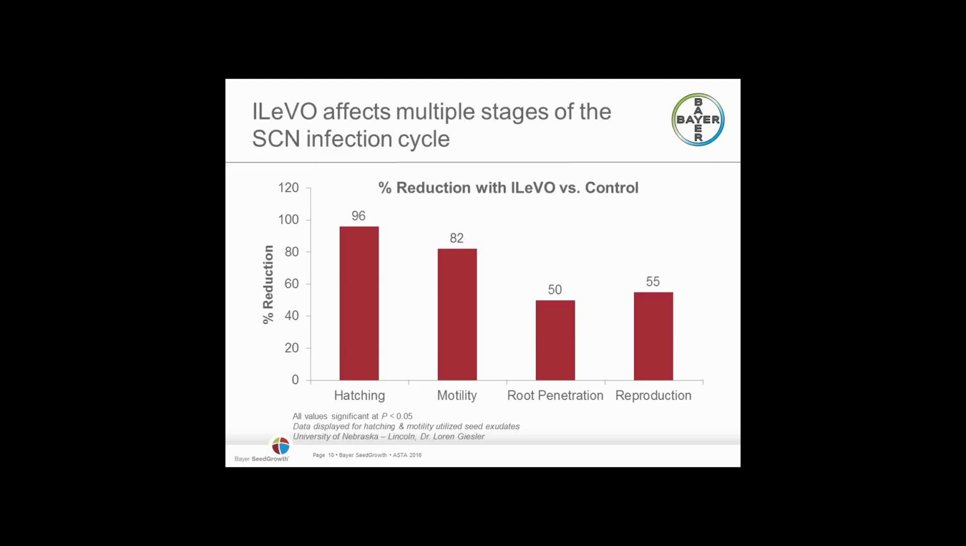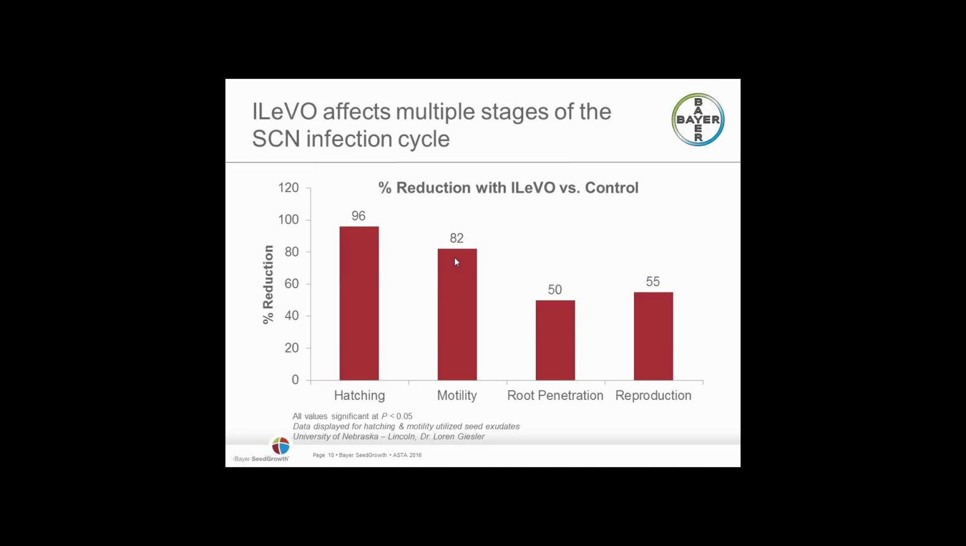And this is specific to soybean cyst nematode. These were done by a professor at the University of Nebraska-Lincoln. These bars represent the percent reduction of these various life characteristics of soybean cyst nematode. So using Olivo, we can reduce hatching by about 96%. We can reduce motility or movement by about 82%.